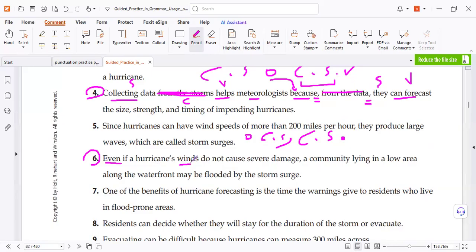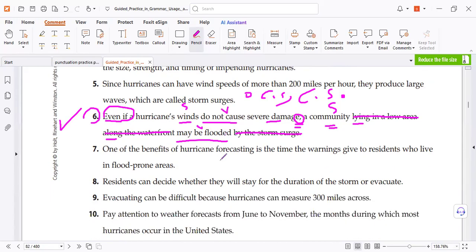So hurricanes, winds: subject, verb, complement. Look, comma, community. Lying in a low area along, look, present participle phrase, delete. Preposition phrase, delete. The verb phrase, delete. I found the subject, I found the verb. So the second clause is complete. First clause complete, the comma in the correct place. So this is called a complex sentence because it starts with a subordinated conjunction. So we have structures for clauses. We will write them later, inshallah.